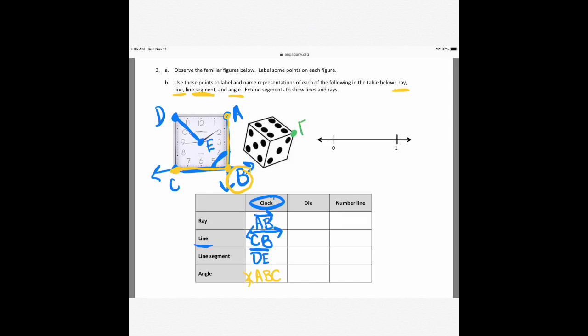Next, we're going to start with the die. So I'm going to start labeling different points. So there's F, G, H, I, and we'll just leave it at that. We don't have to make any more.